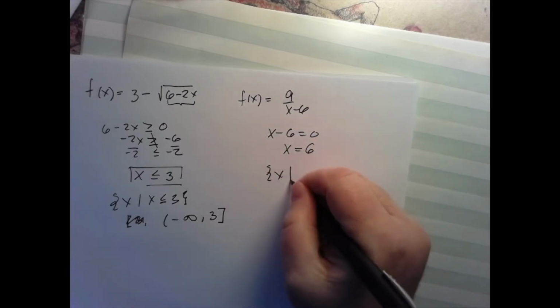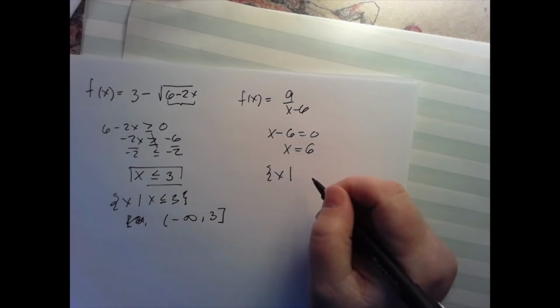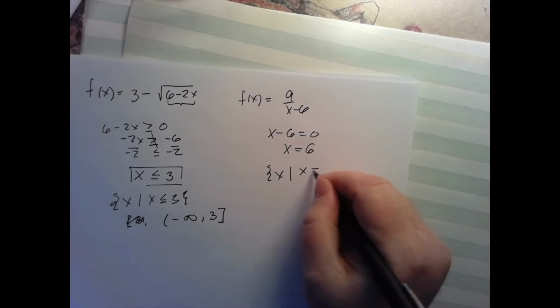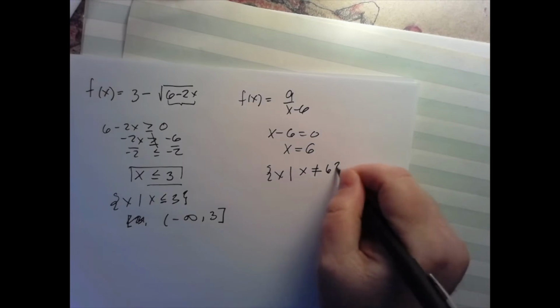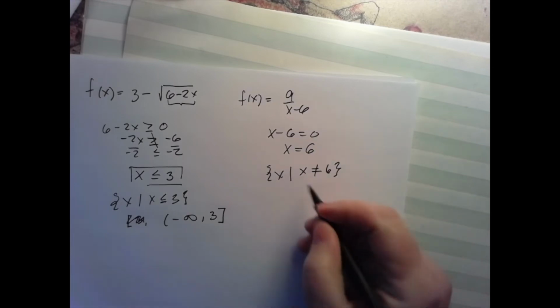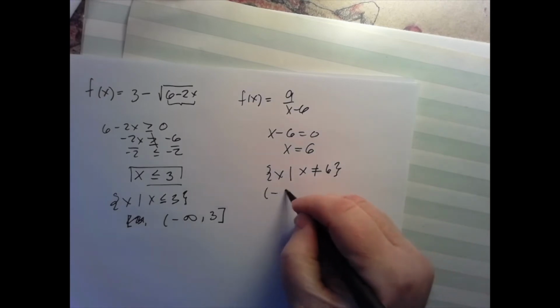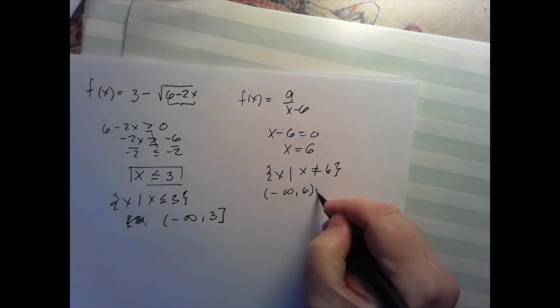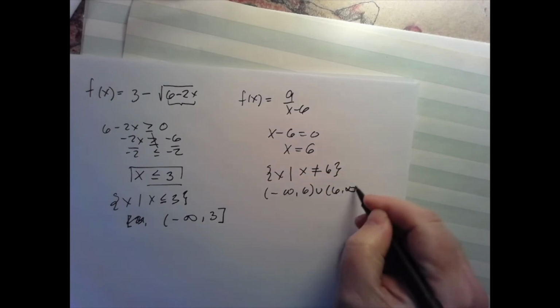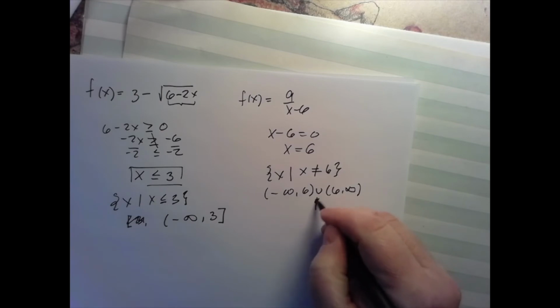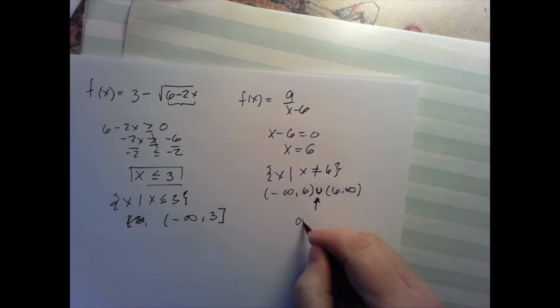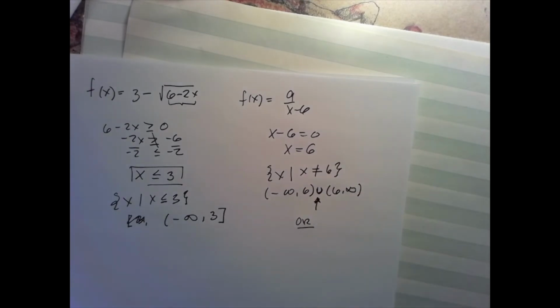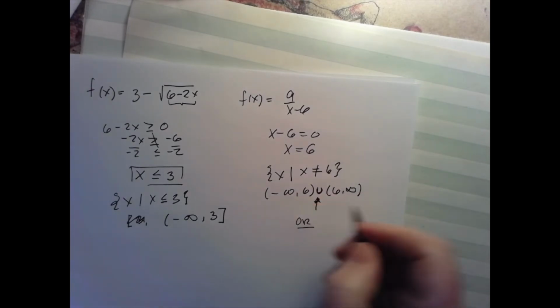If we write it in set notation, it would be everything but that, so everything that's not 6. Now as interval notation, it would be everything except 6. And this symbol, the cup, means union, or. Okay, or. It's in here or it's in there.